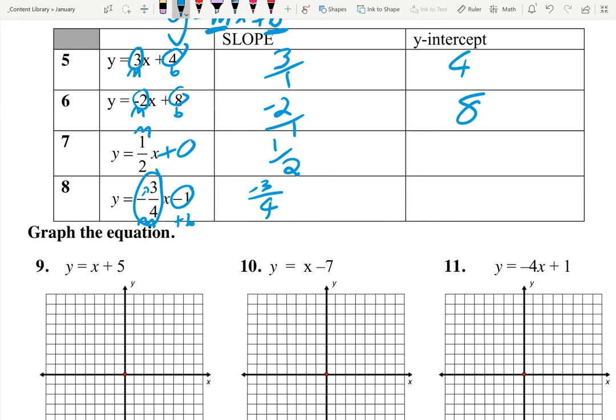Now, because it's -1, our y-intercept is going to be negative here. I forgot to put the 0 there, or maybe I erased it. I don't remember. But the y-intercept there is -1. Or you can think of it, like I said, as a plus -1. Same thing. It's still a -1.